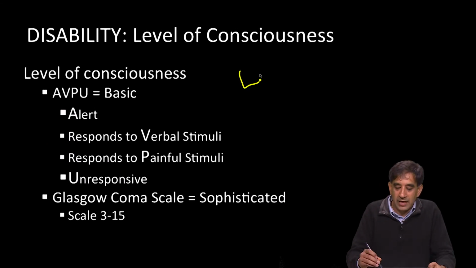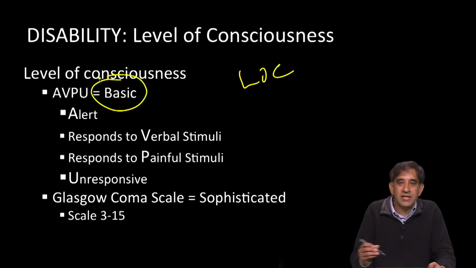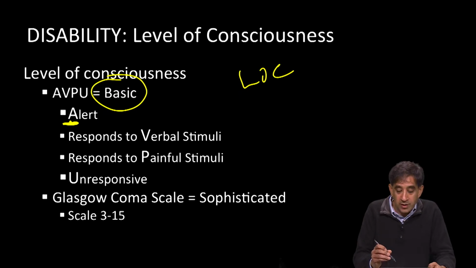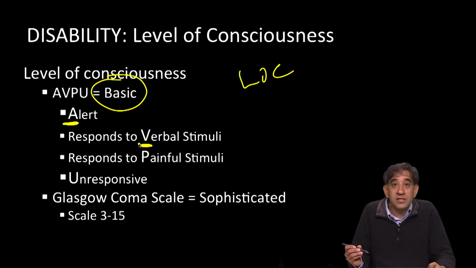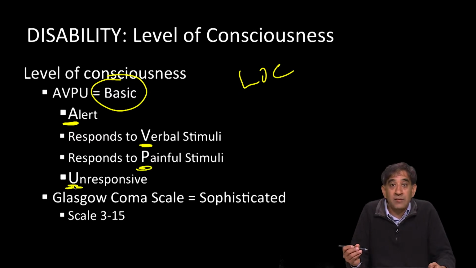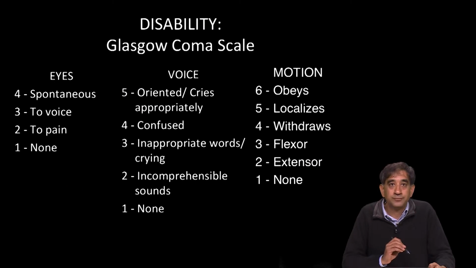Again, when assessing the level of consciousness, we can use one of 2 approaches. The basic approach is AVPU, which we've discussed before, and that stands for the patient is alert, or if they're unconscious or not responsive, that they respond to verbal stimuli, painful stimuli, or they're completely unresponsive. So AVPU. A more sophisticated way of assessing a patient's level of consciousness is the Glasgow Coma scale score, or GCS, a scale of 3 to 15, 3 being very severe head injury, 15 being normal.